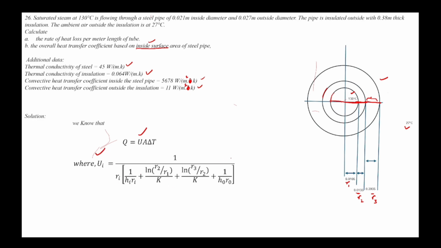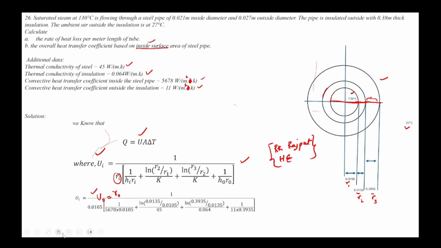Okay, write this formula. It is in RK Rajput, in the heat exchanger part; you will find this formula. This is for UI, the inner heat transfer coefficient. For the outer one, just replace this Ri with R0, and the same formula will come. Just replace Ri with R0, and that formula becomes for U0.